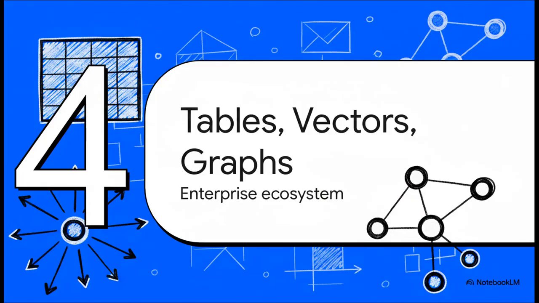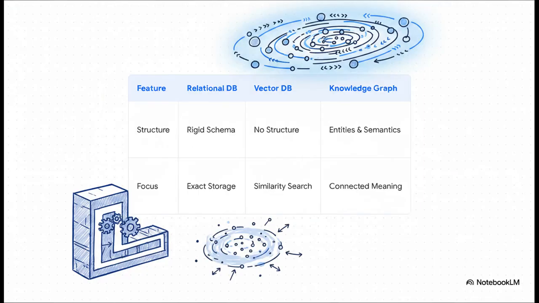Section 4. Tables versus vectors versus graphs. It's absolutely crucial to understand how this fits into how we've historically stored data. So, knowledge graphs don't necessarily replace your traditional relational databases, and they definitely don't replace modern vector databases used for AI similarity searches. Comparing them side by side, relational databases give you that rigid, exact data storage.